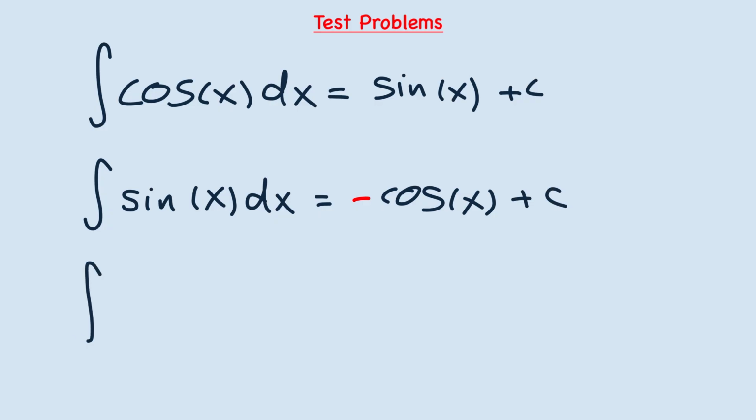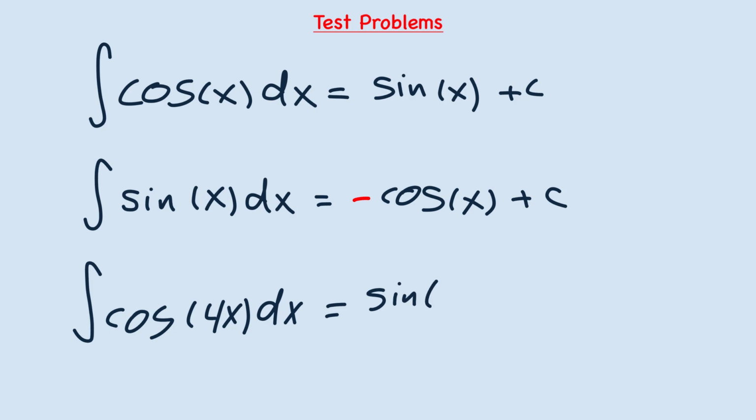So for example, if we are given the integration of cosine 4x dx, what will be the answer? It will be sine 4x plus c. But we have to add 4 in the denominator, which is the integration of 4x. So actually this can be applied only if we have a linear function here. So we can take the integration of this.